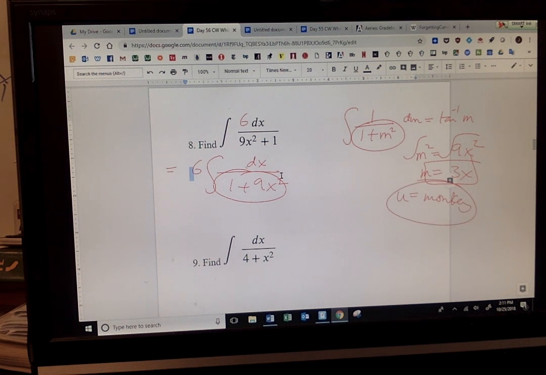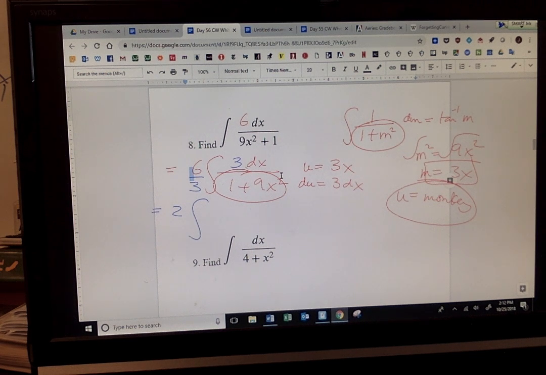You're writing good notes. So u is 3x. Let's wrap it up. Therefore, du equals 3dx. But I only have a dx. So introduce a balance with a 1/3. So the number outside becomes 2. Integral. What is 3x? What is 3dx?